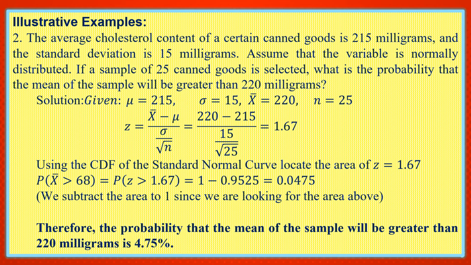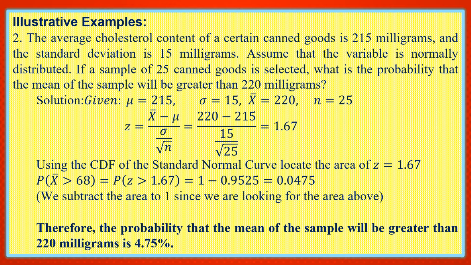The average cholesterol content of a certain canned goods is 215 milligrams and the standard deviation is 15 milligrams. Assume that the variable is normally distributed. If a sample of 25 canned goods is selected, what is the probability that the mean of the sample will be greater than 220 milligrams?